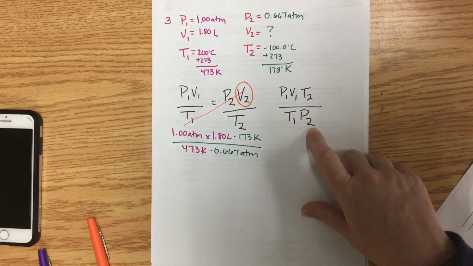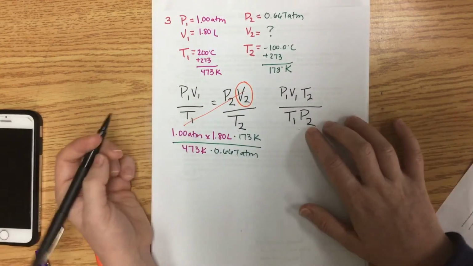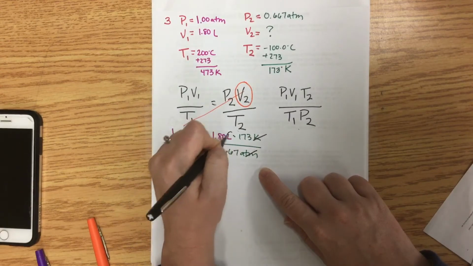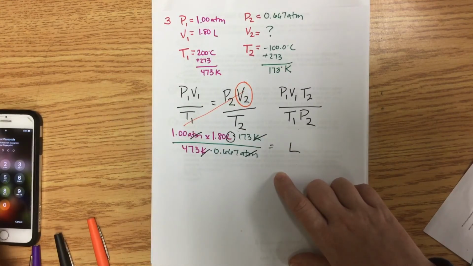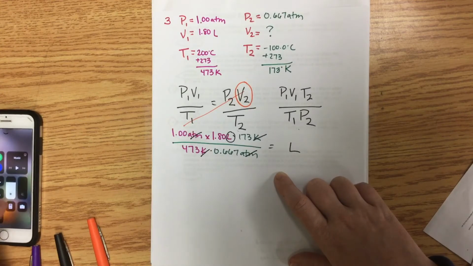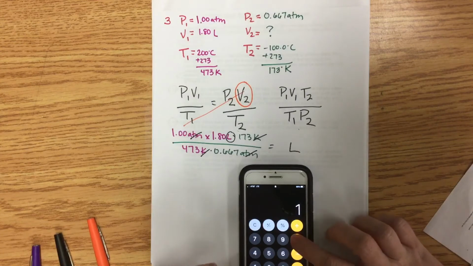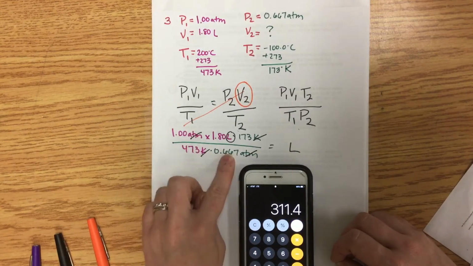And that's just a trick that I use. I like to write the letters out first and then plug the numbers in so I don't have to take up so much space. The atm cancel, the Kelvins cancel, leaving me with liters. And so I'm just going to plug this into my calculator. I'm going to take 1 times 1.80 times 173, and I'm going to divide that by both numbers in the denominator.